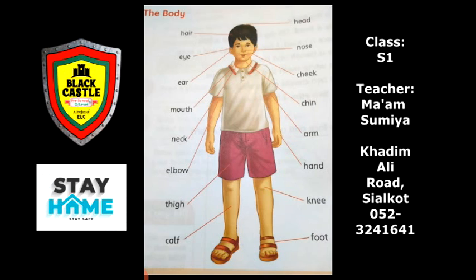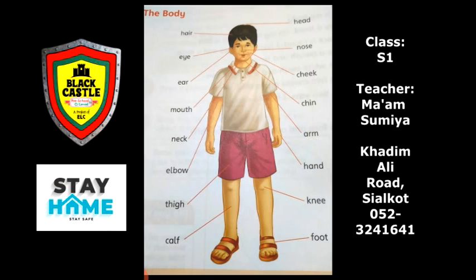Head. Hair. Eye. Nose. Ear. Cheek. Mouth. You eat food with the help of mouth. Chin. Neck.